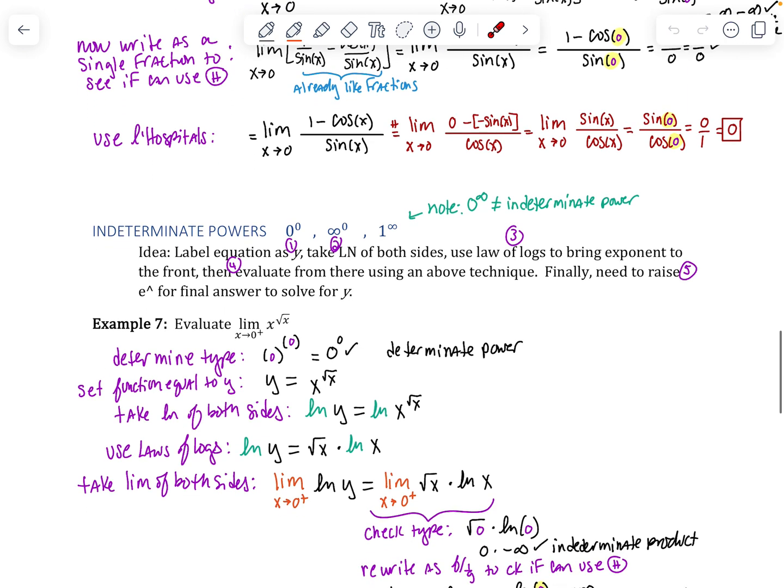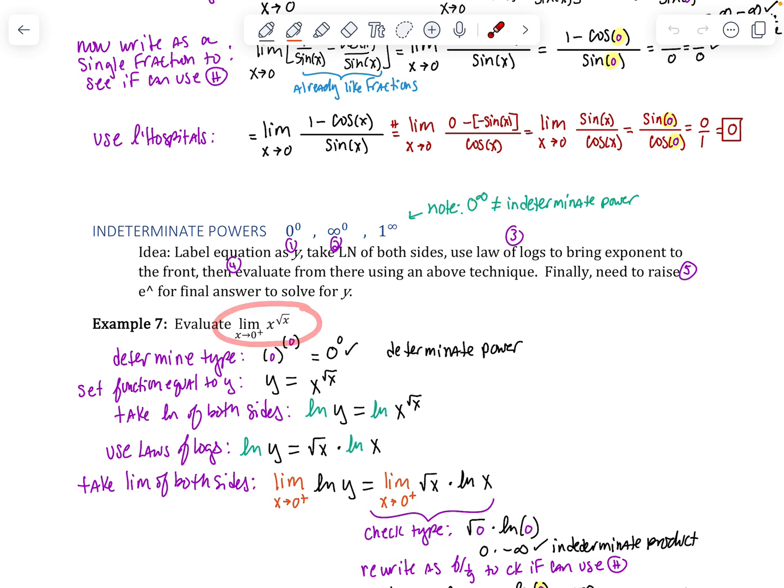The last type is indeterminate powers. We have some sort of exponent, a power to a base. So if you ever have 0 to the 0, infinity to the 0, or 1 to the infinity, which don't make sense in their natural form, that's what makes them indeterminate, then we can go ahead and use the method described below. 0 to the infinity almost feels like it should be one of the possible indeterminate powers, but it is not.